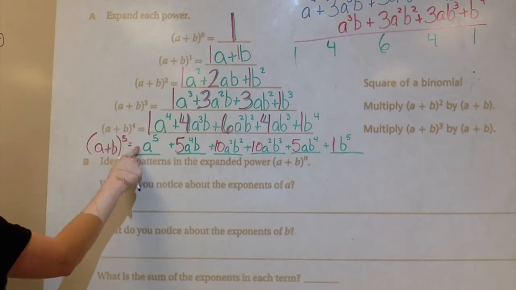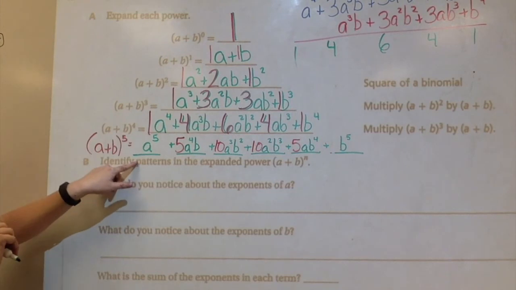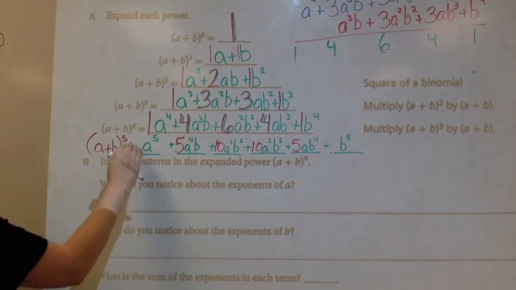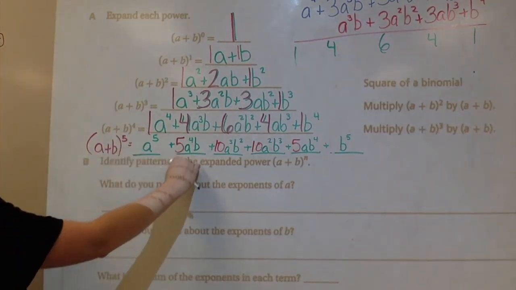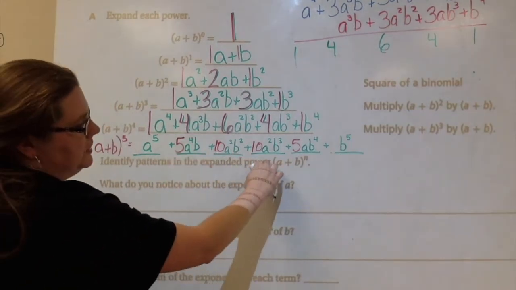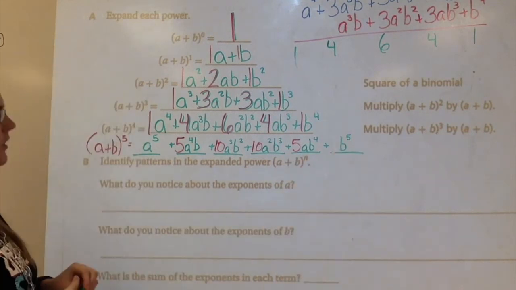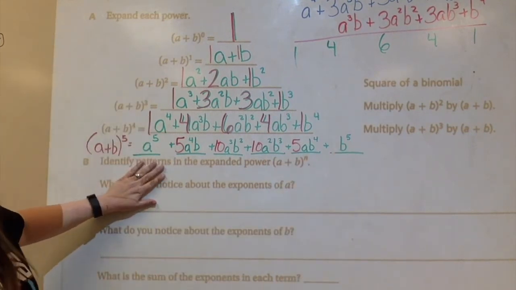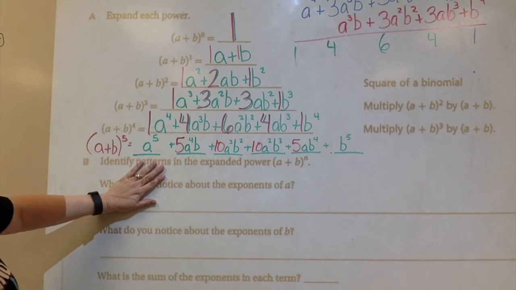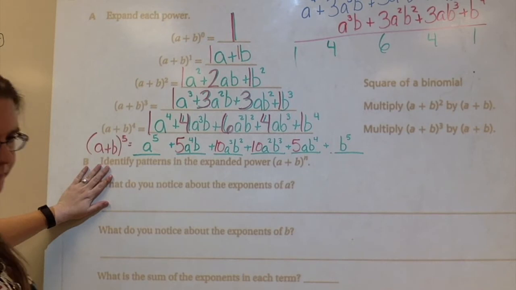So if we took off these 1s, because you don't really need them, you would have a plus b to the 5th power equals a to the 5th plus 5a to the 4th b plus 10a cubed b squared plus 10a squared b cubed plus 5ab to the 4th plus b to the 5th. So if you know this pattern and you understand Pascal's triangle, then you can find the power binomial pretty easily.